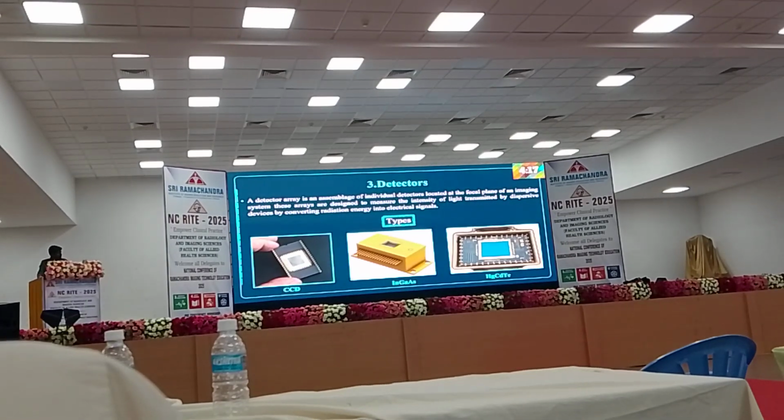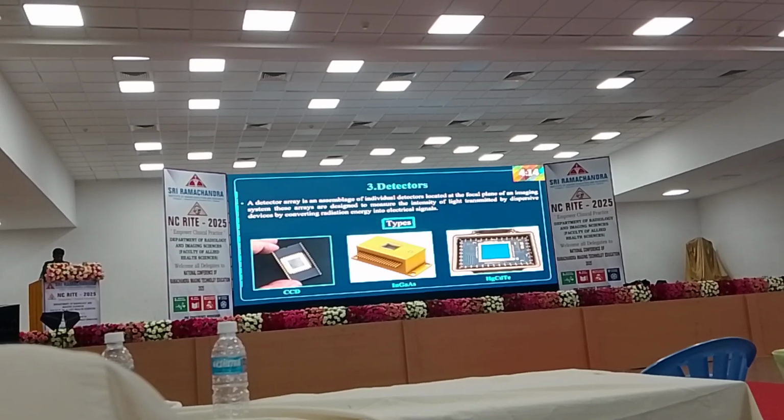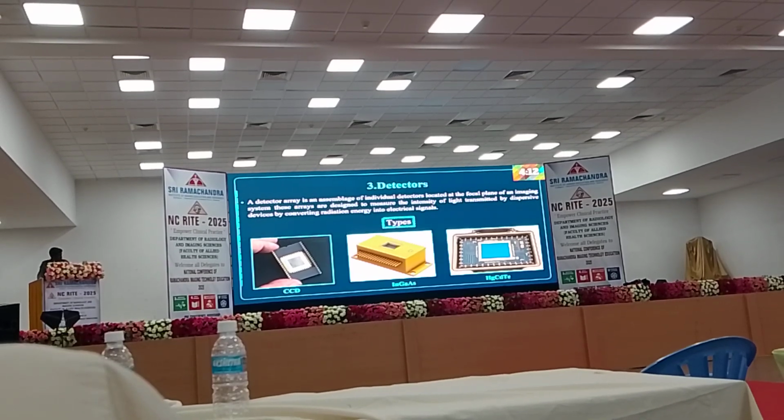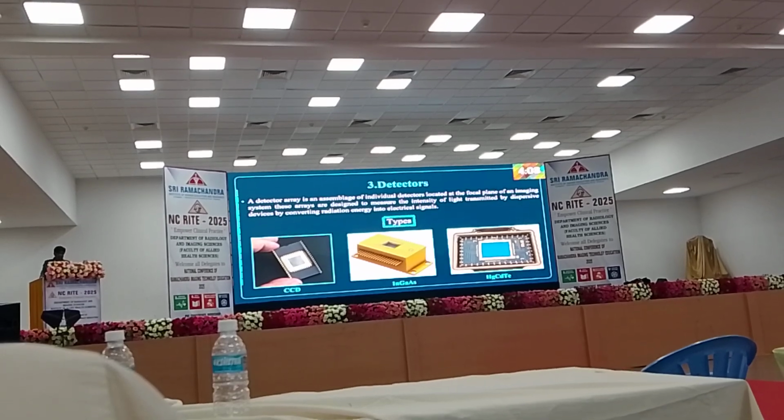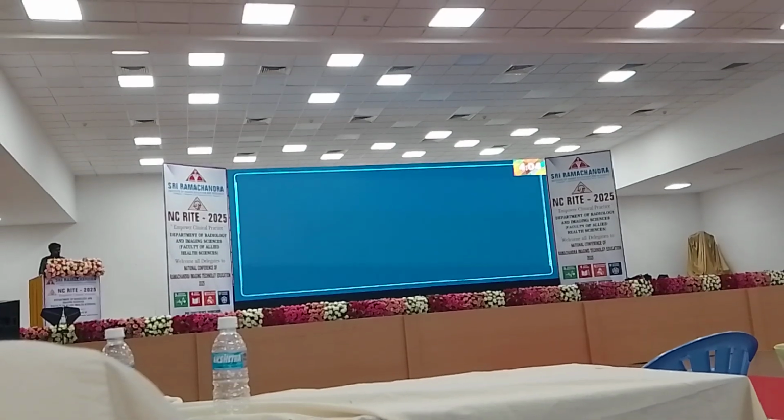So currently three types are used: CCD, indium gallium arsenide, and mercury cadmium telluride. These three are used because of the high spatial resolution, the low noise, and high sensitivity towards the light. So coming to how it works.